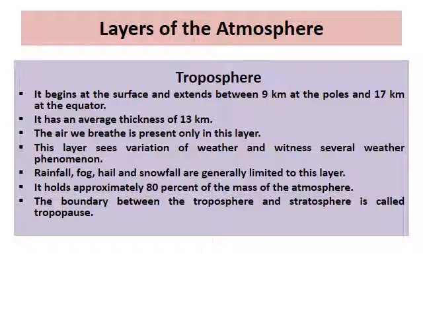This layer sees variation of weather and witnesses several weather phenomena. Rainfall, fog, hail, and snowfall are generally limited to this layer. It holds approximately 80% of the mass of the atmosphere. The boundary between the troposphere and stratosphere is called tropopause.